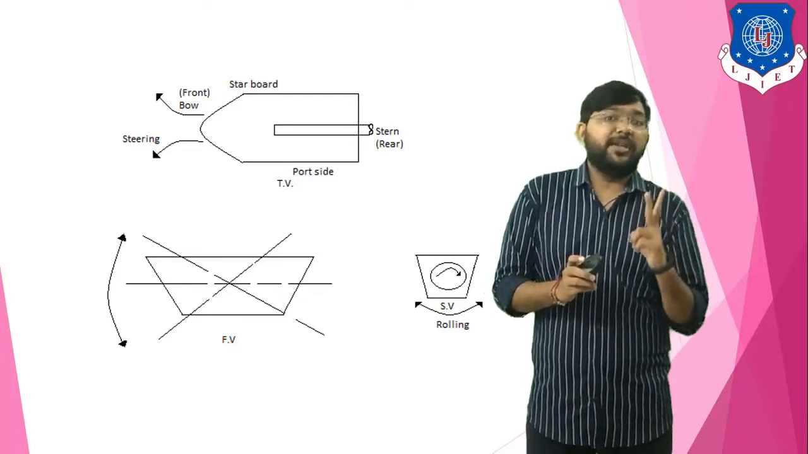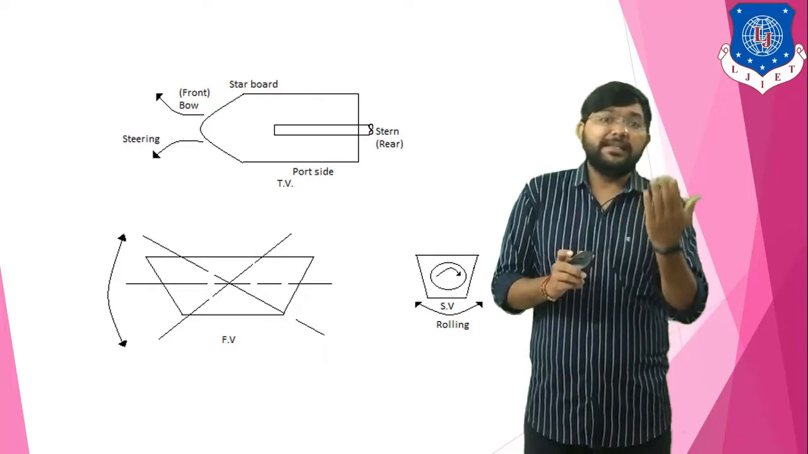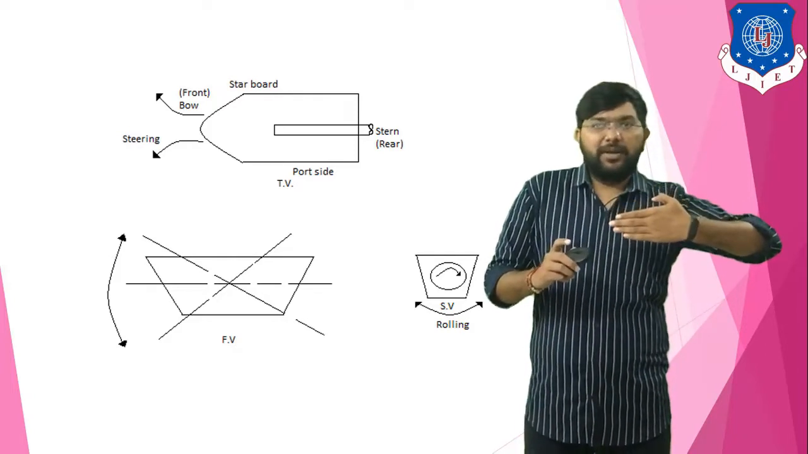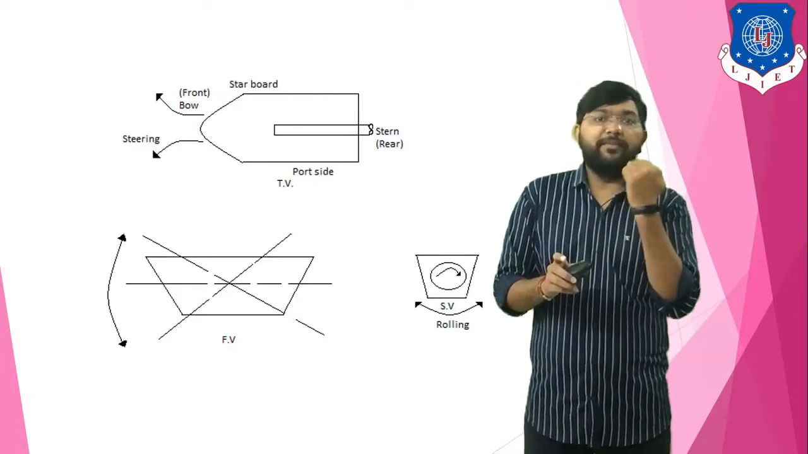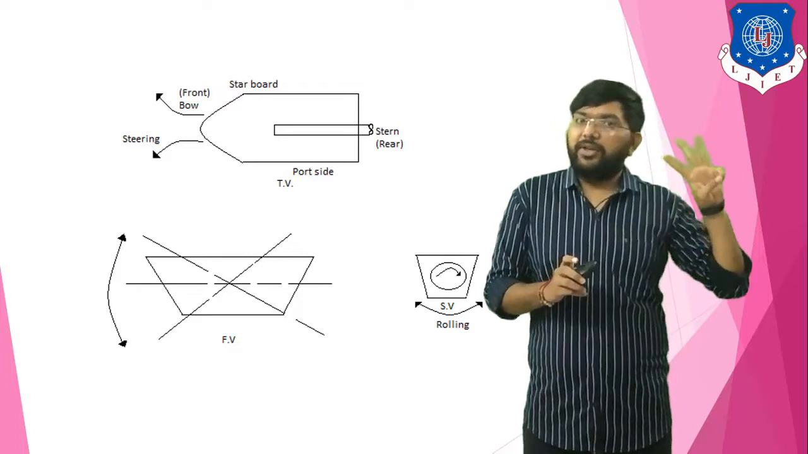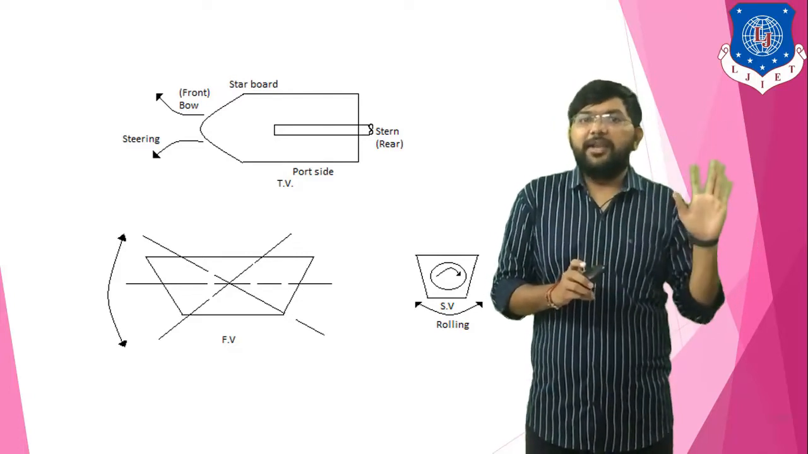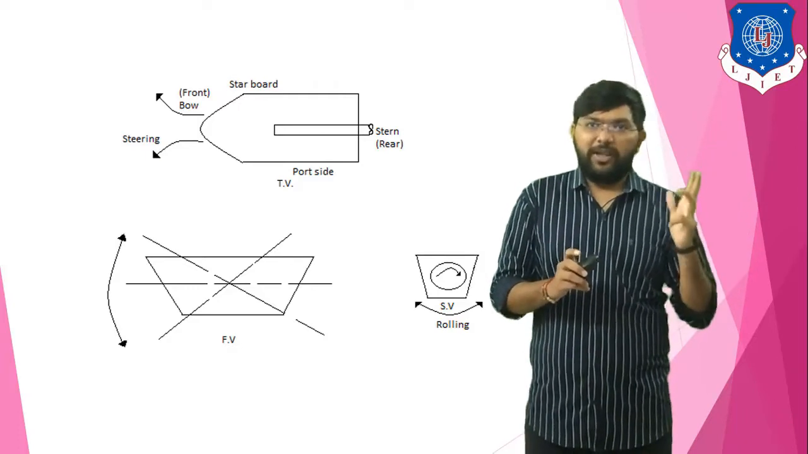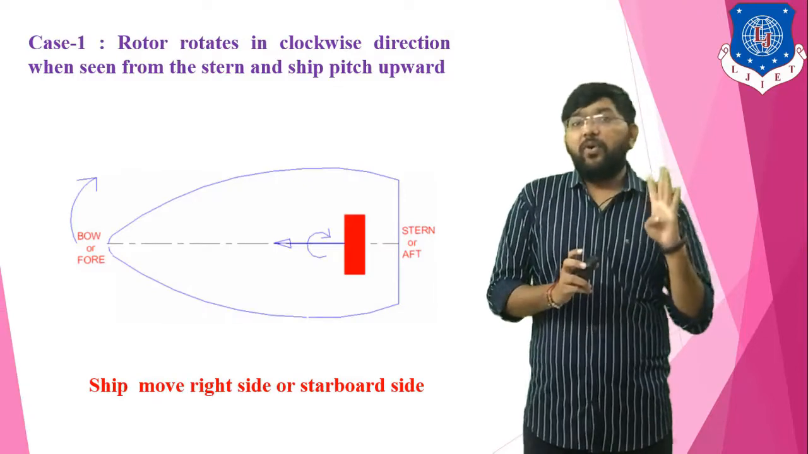For steering motion you observe from the top view. For pitching motion you have to see from the side view. And for rolling motion you have to observe from the front end side. So three views and three motions. You have to remember this: steering motion, pitching motion, and rolling motion.